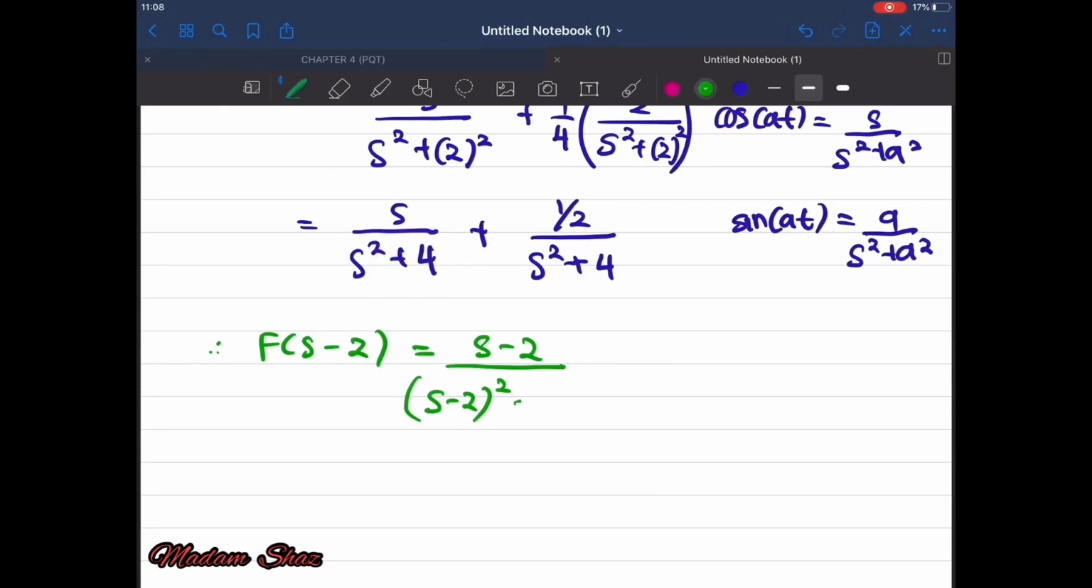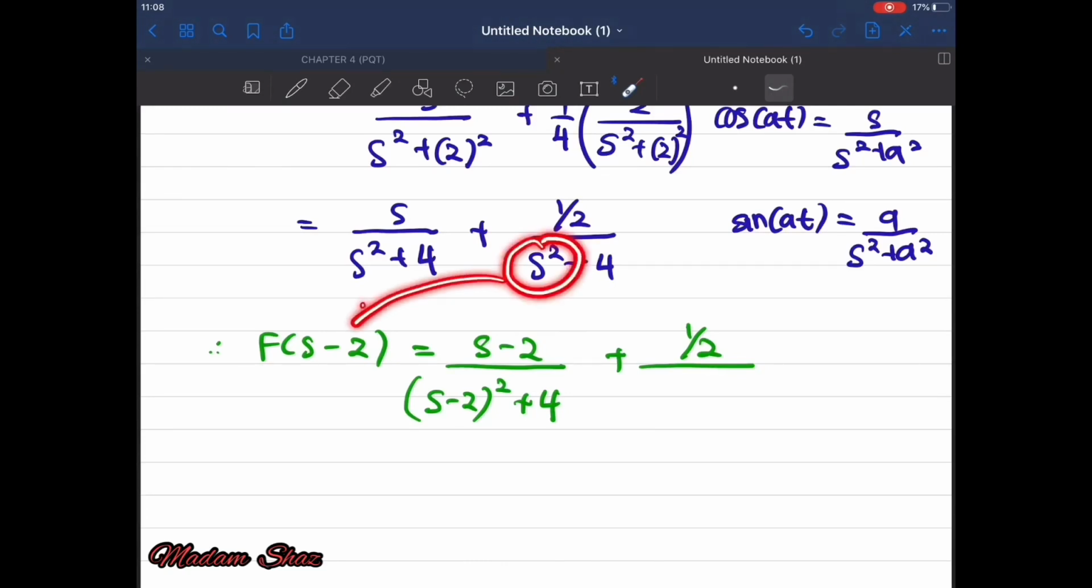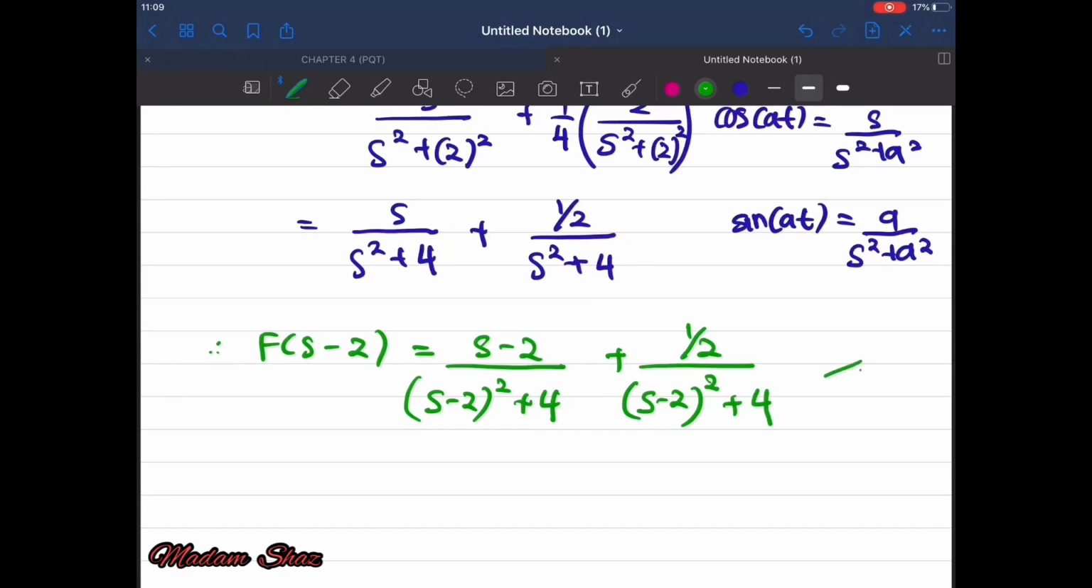Plus 1 over 2, and we just substitute 1 over 2 over s square. We substitute s minus 2: (s minus 2), the whole thing in bracket square plus 4. So that is the final answer for exercise C. You don't have to expand anything at the denominator.